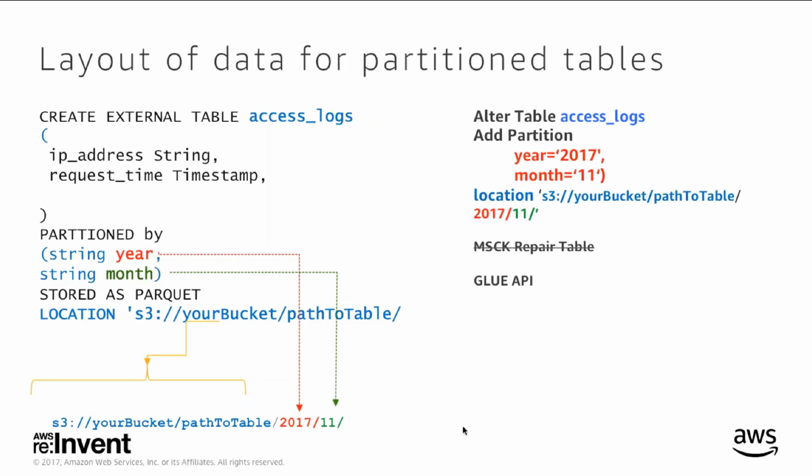So again, MSCK REPAIR TABLE in this case does not work, because when we run MSCK REPAIR TABLE, it goes through the path and says, find me the column name and the column value. But because we don't have a column name here in the path, MSCK REPAIR TABLE is not going to work. So you can use the regular ALTER TABLE ADD PARTITION method, also the Glue APIs, and the Glue crawlers will work in this environment as well.